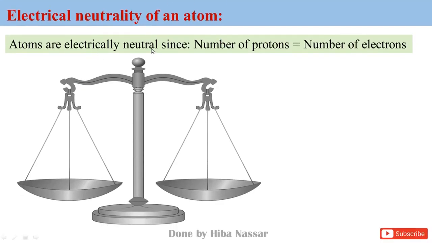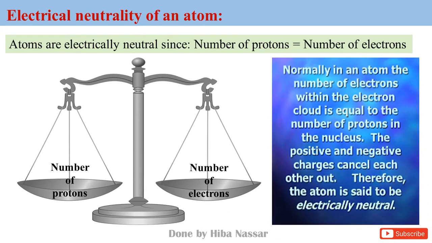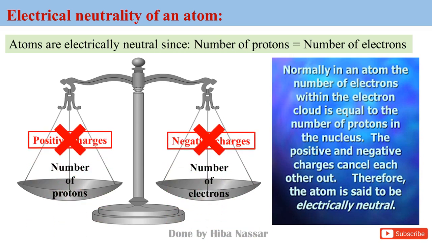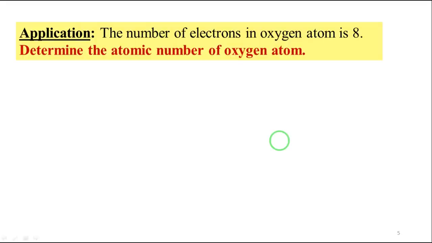Atoms are electrically neutral since the number of protons is equal to the number of electrons. Normally, in an atom, the number of electrons within the electron cloud is equal to the number of protons in the nucleus. The positive and the negative charges cancel each other, so therefore the atom is said to be electrically neutral. Let's solve the following application together in order to understand more when you can use the electrical neutrality of an atom.